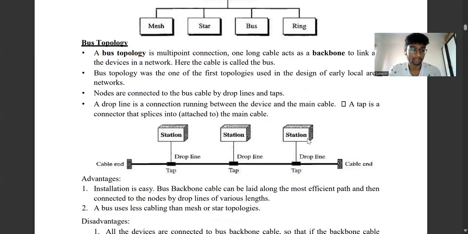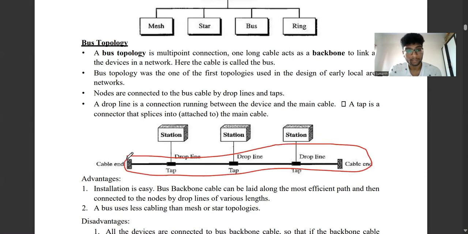In a bus topology, all devices are connected to a single central cable, also known as a bus. In this diagram, we can say that this is a bus because it is a single cable which is connecting all the different stations present here. The terms we basically use here are dropline and tap. Dropline means the station is connected to the bus cable by droplines and taps.